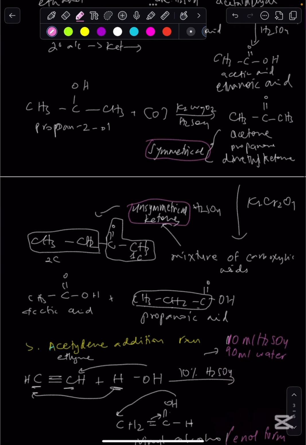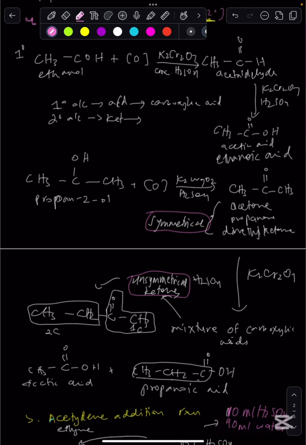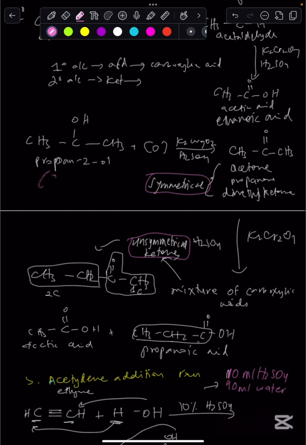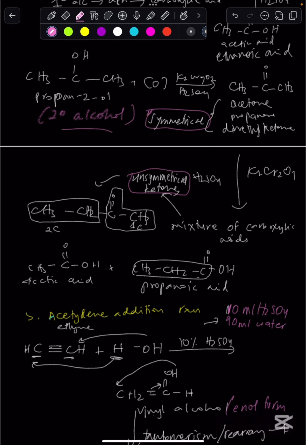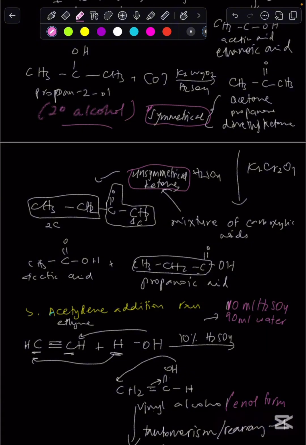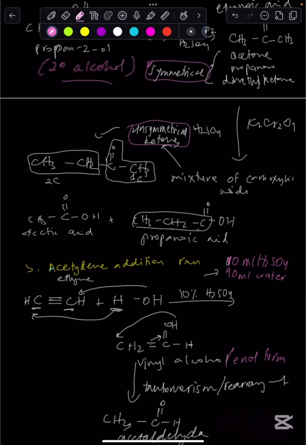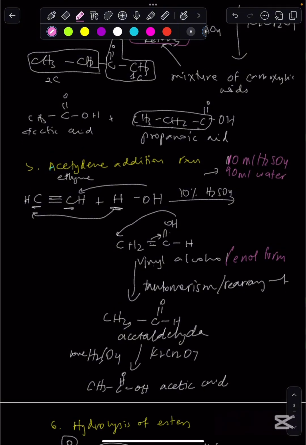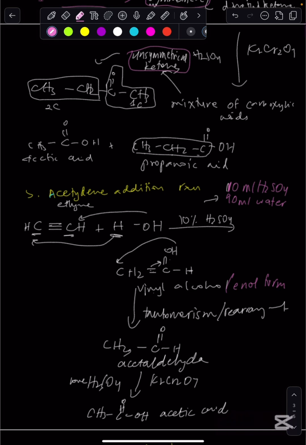And then the oxidation of alcohol, for example 2-degree alcohol, this one is a 2-degree alcohol. So if we form a symmetrical ketone, it's not going to form a mixture of carboxylic acids, but if we have an unsymmetrical ketone, it will form a mixture of carboxylic acids. The carbonyl carbon will favor that side with lesser carbon atoms.